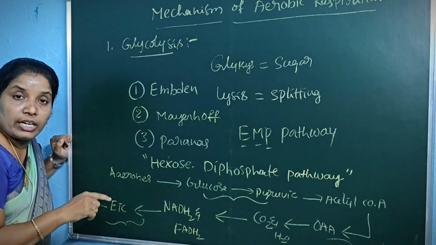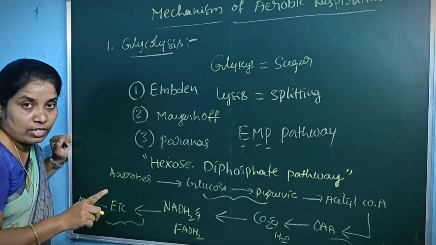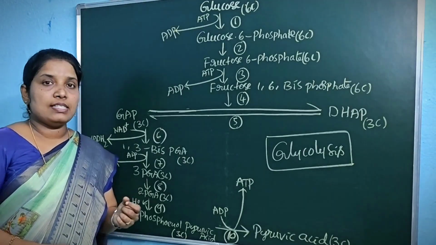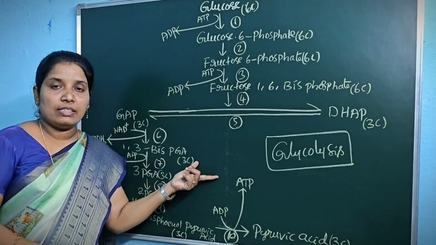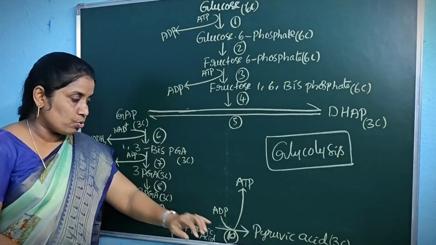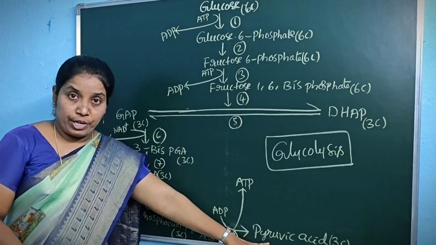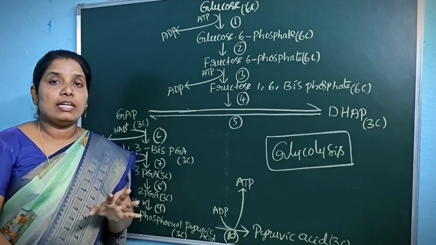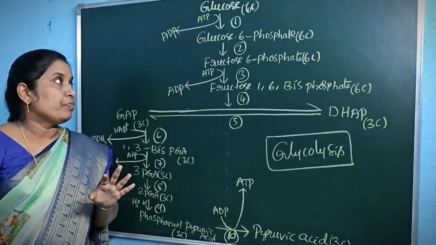Now we are dealing with the first step, that is glycolysis. Let's see the pathway in detail. Students, this is the glycolysis pathway. There the 6-carbon compound glucose converts into the pyruvic acid. Totally it consists of 10 sequential steps. Let's see the steps one by one.